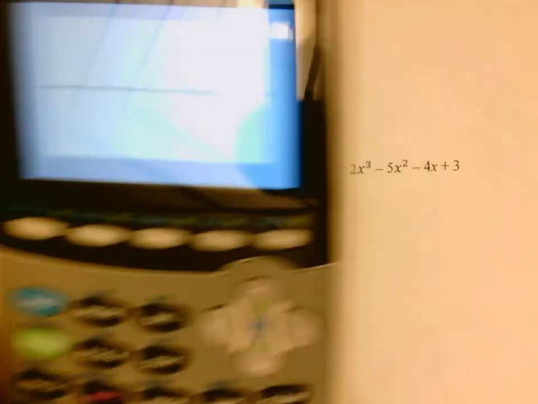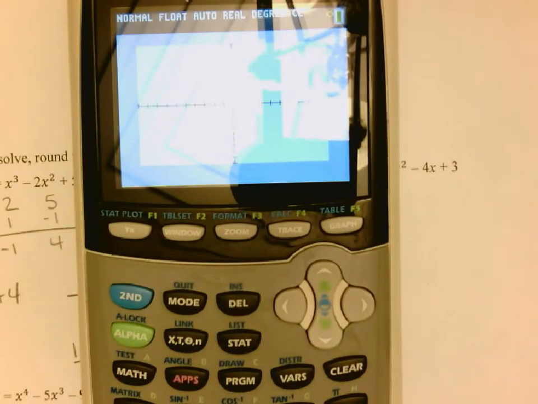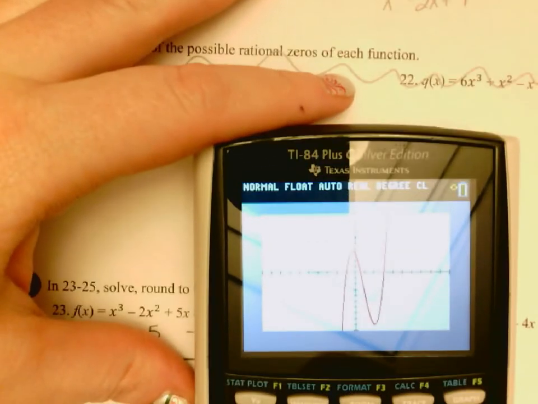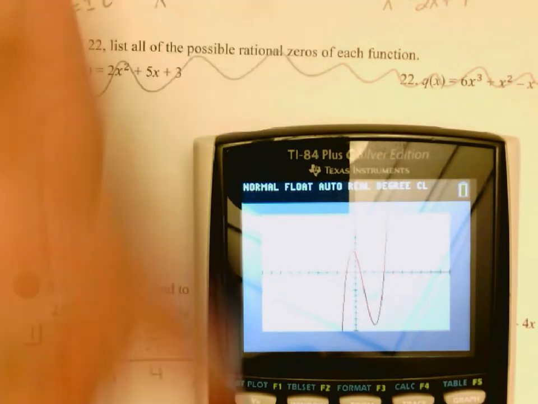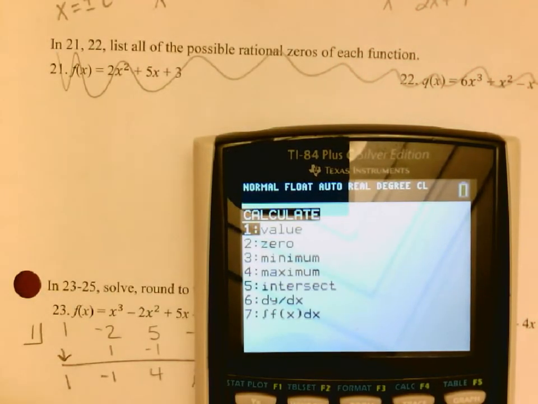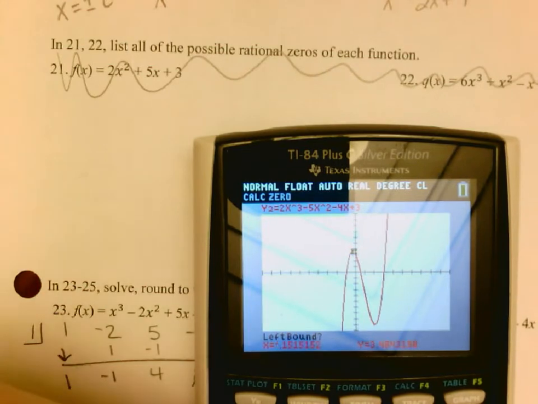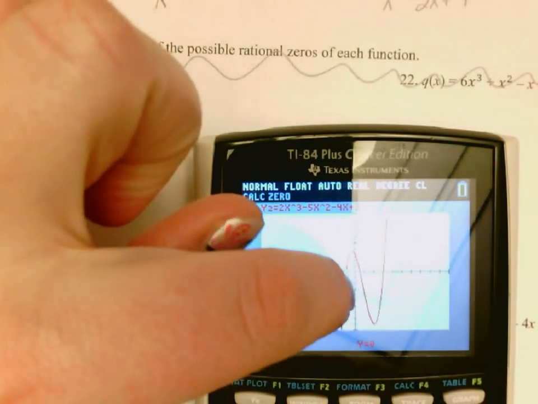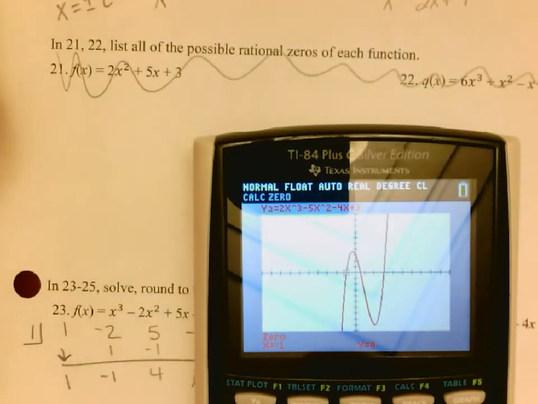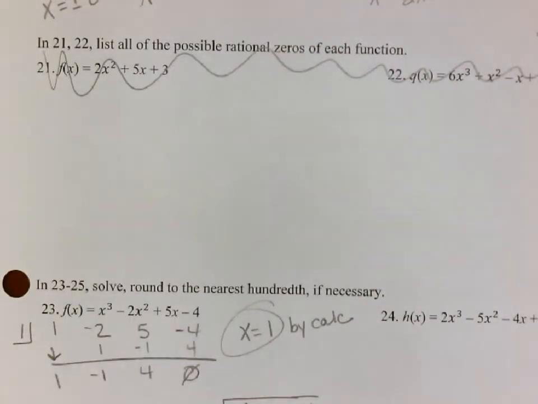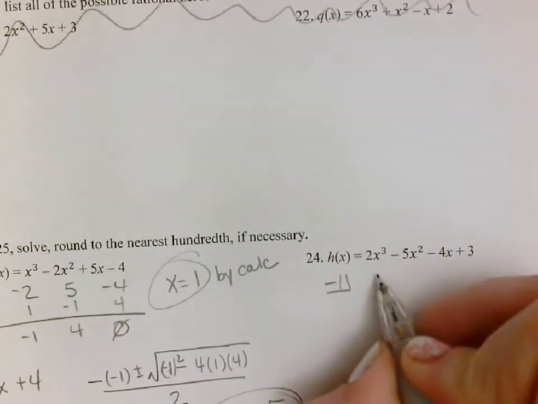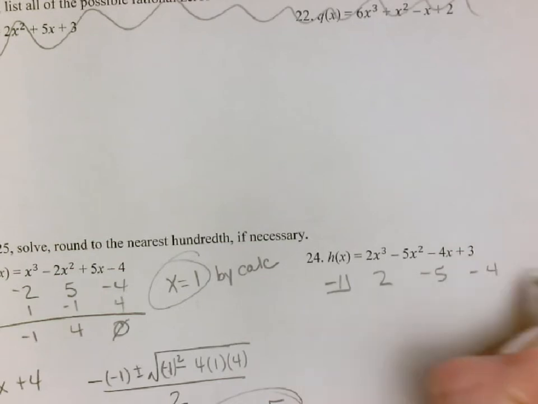That was 23, now on to 24, waiting for it to graph. I have a few answers there that I can see. So I'm going to go second calc, and I'm going to find a 0. And I'm going to pick the answer over here, so I'm going to go negative 3, 0. And I'm going to pick that 0. I could pick the 0, negative 1, or I could pick 1, 2, 3. It doesn't matter which one you start with. I'm just going to start with 1. So, going with negative 1, 2, negative 5, negative 4, 3.